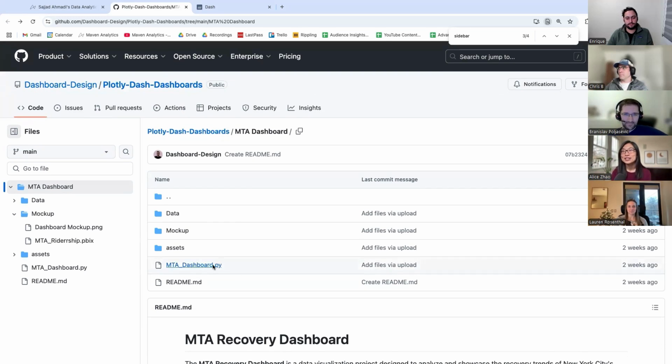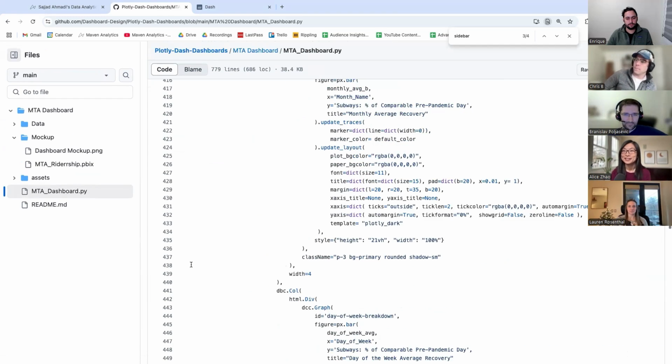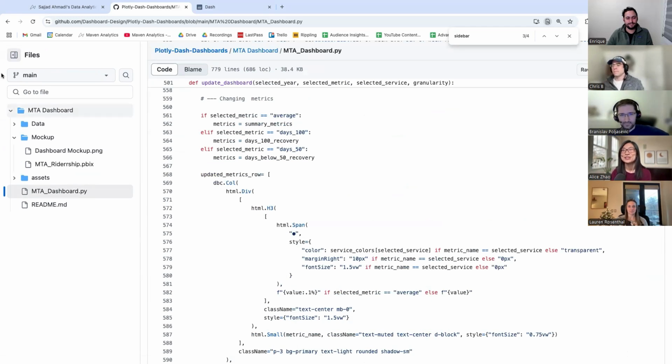And most of the code is in this .py file here. And if I click on this, you can see it's pretty complex. There is a lot going on here. I just wanted to show the scope of that.